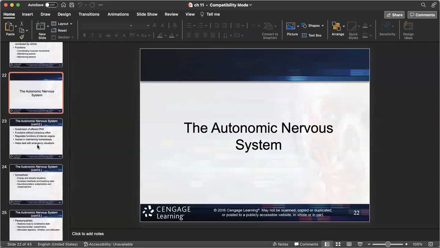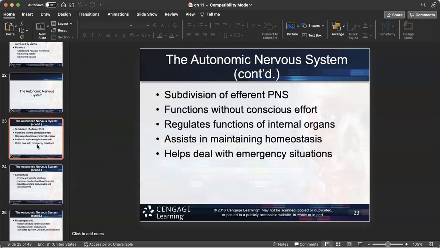Moving on to the autonomic nervous system. The autonomic nervous system is a division of the peripheral nervous system. There are two parts to it, a sympathetic as well as a parasympathetic nervous system. I often think of the autonomic nervous system as automatic because it's very much involuntary.